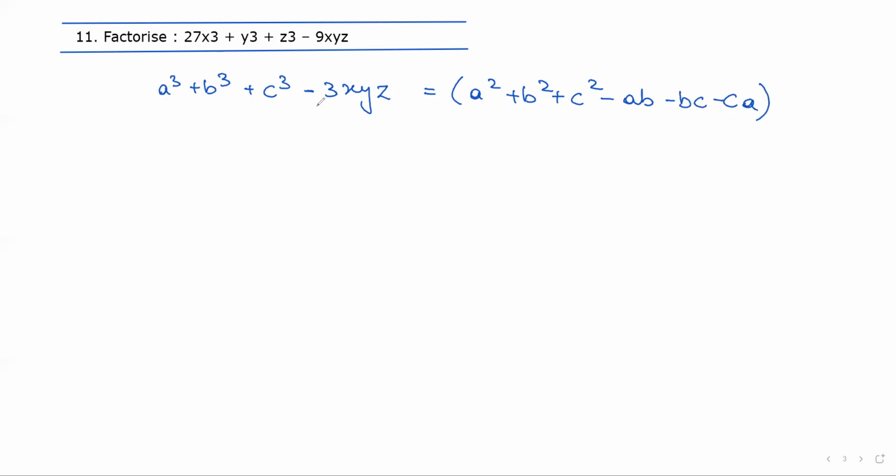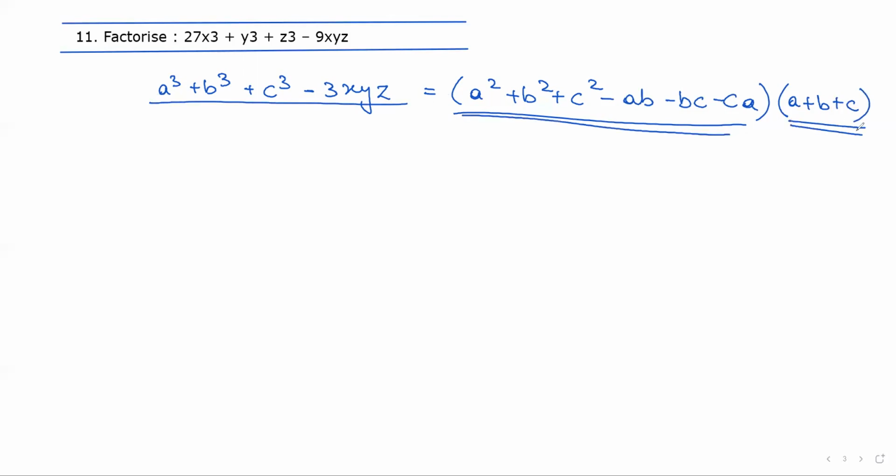So here you have four terms. These terms can be split into this part. This is your first bracket, and your second bracket says (a plus b plus c). So these four terms can be split into two parts, first part and second part. Let's see what the question looks like. You have to factorize this. That means your left hand side has four terms, and you factorize this to get these two brackets.